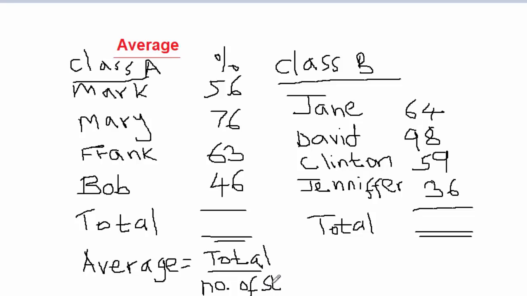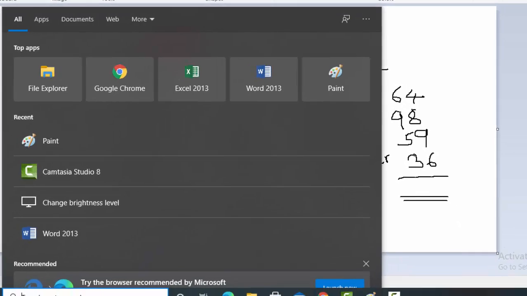So in order for me to calculate average, it means I will take the total marks of all the students, divide by their number. Then I will get average. So once I have average for class A and class B, we can as well tell which class performed best than the other class. So to solve this challenge I have here, I will use MS Excel, and I'm going to start it right away.